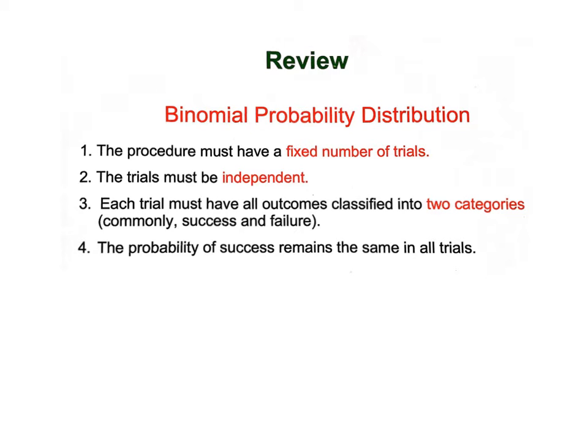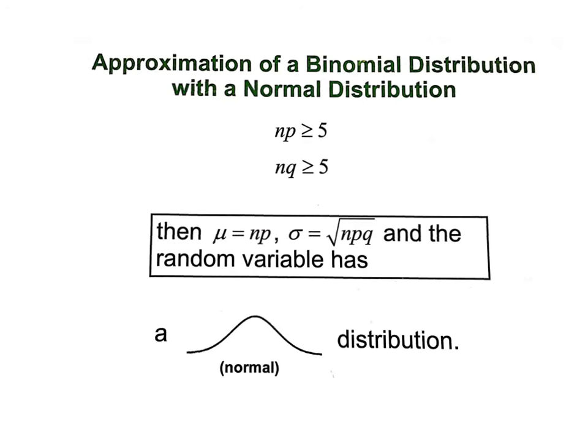Okay, quick review on what exactly binomial is, when you can use this. Binomial has a fixed number of trials, like you may say there's 100 of something being done. Each trial is independent. One trial does not affect the next one. One outcome does not affect the next one. Each trial must have outcomes classified in 2 categories, success and failure, boy, girl, blue, brown, whatever. The probability of success remains the same in every single trial. It doesn't change because they are independent.